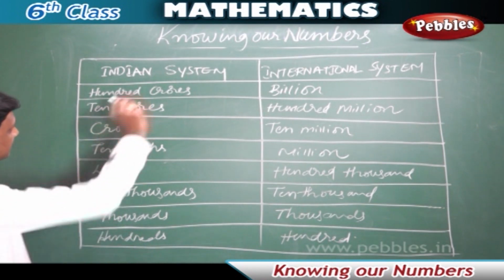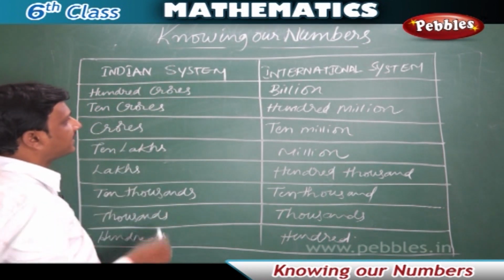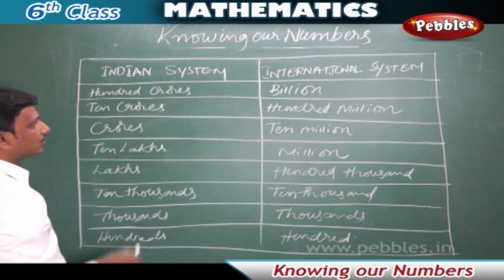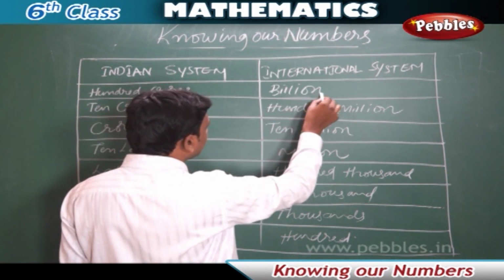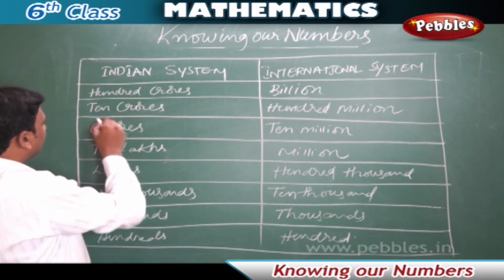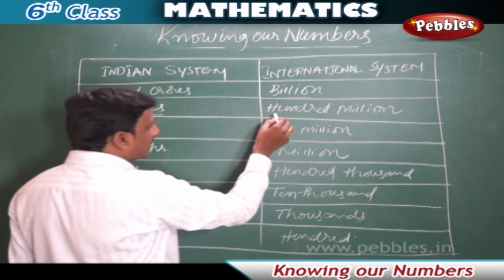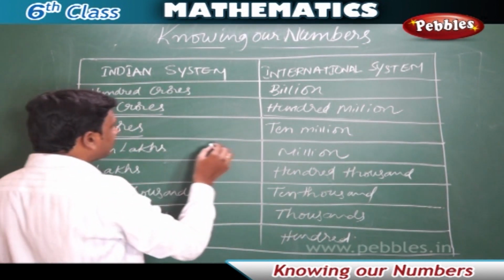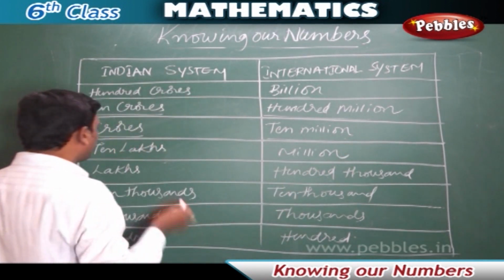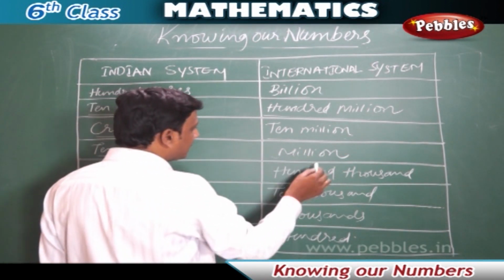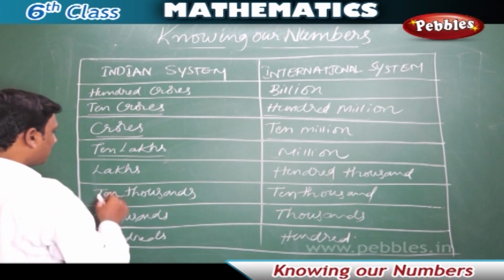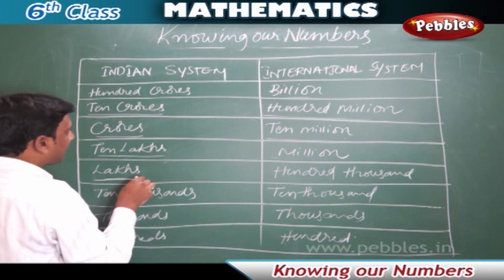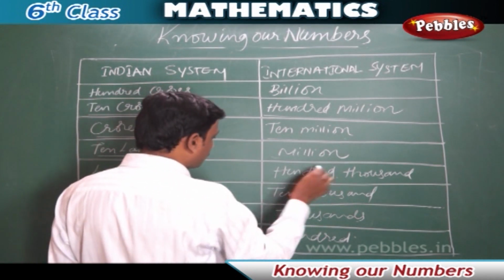Now, let us see the difference between the Indian system and the international system. According to the Indian system, 100 crores we call a billion in the international system. 10 crores in the Indian system is called 100 millions in the international system. So a crore in the Indian system is 10 million, and 10 lakhs is equal to 1 million in the international system. So there is no lakh in the international system. Whatever we call a lakh in the Indian system is 100,000s.